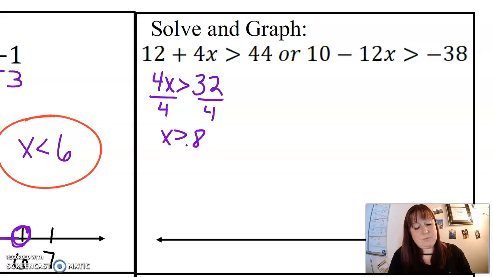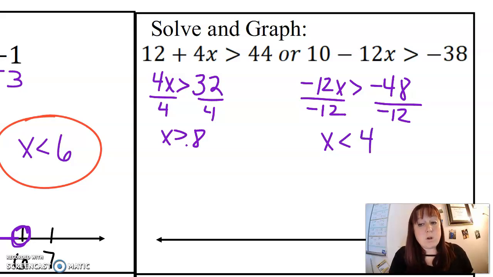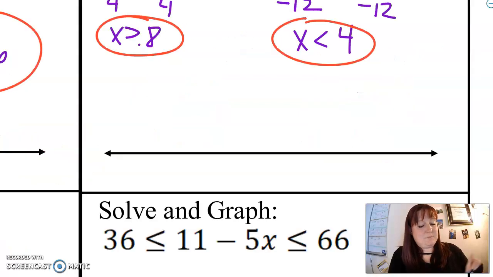Or we subtract 10 from both sides, and we have negative 12x is greater than negative 48. Divide by negative 12, and we flip the inequality sign. x is less than 4. So x is either greater than 8 or less than 4. These are our two answers because this is an or problem. There's lots of times you're going to see them with or like this, where it says these are two different things. And so we're going to graph that.